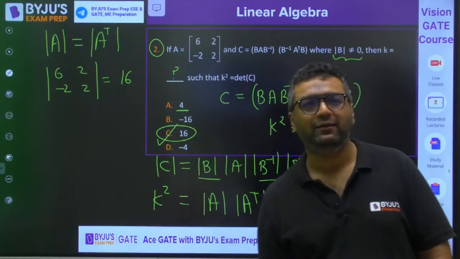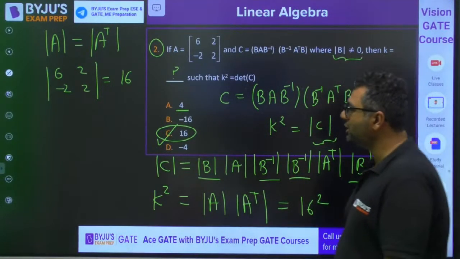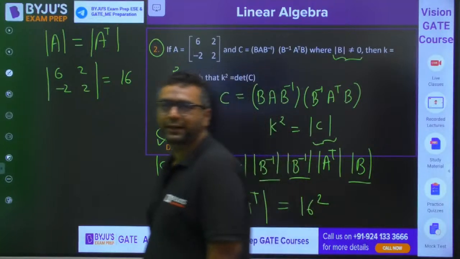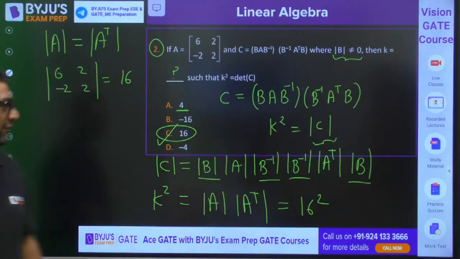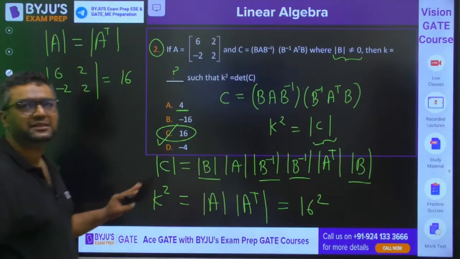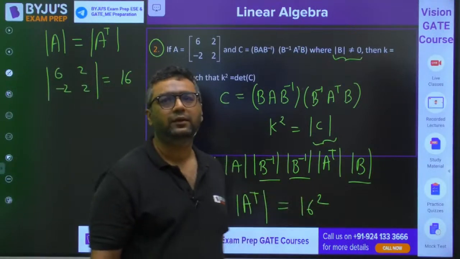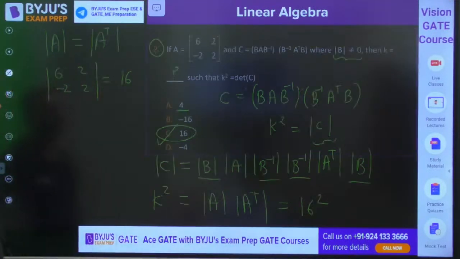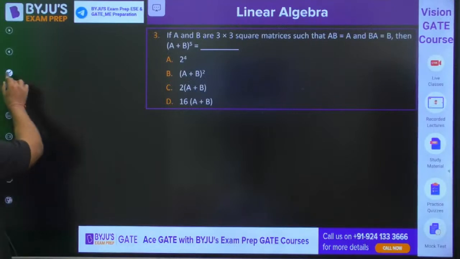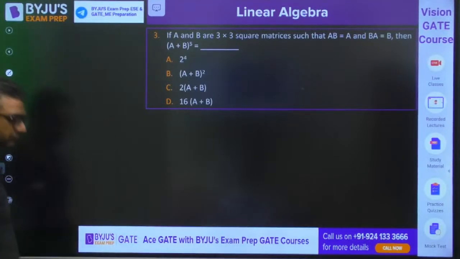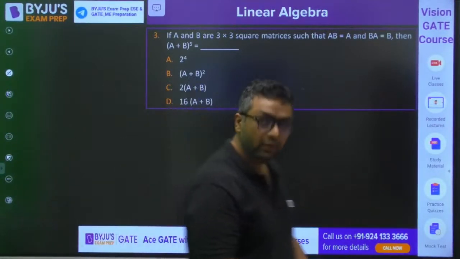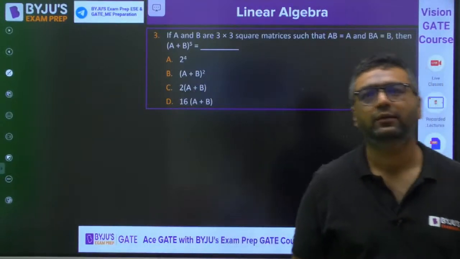Malesh, are you there? Understood the question? Kartikeya, good evening. Everybody understood this question? The answer will be C for this. Yes. Moving to the third question.